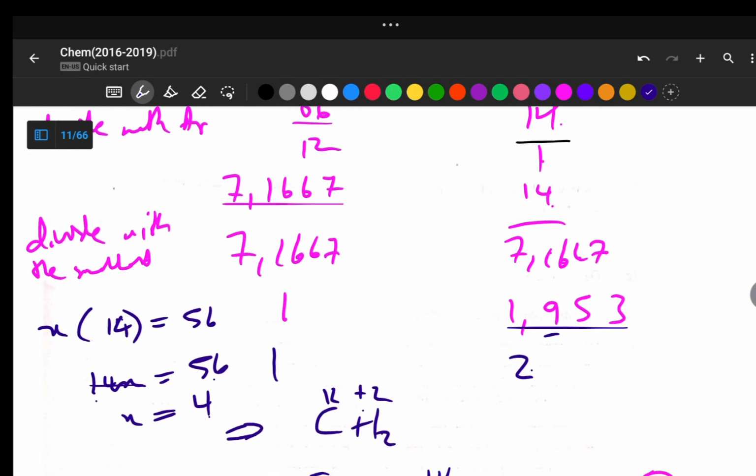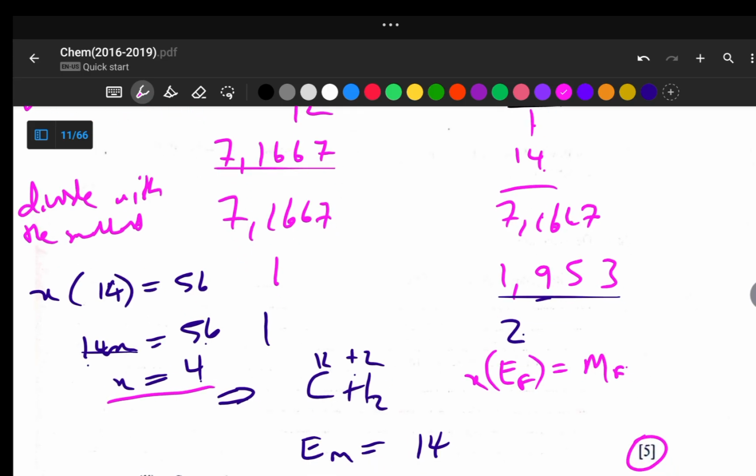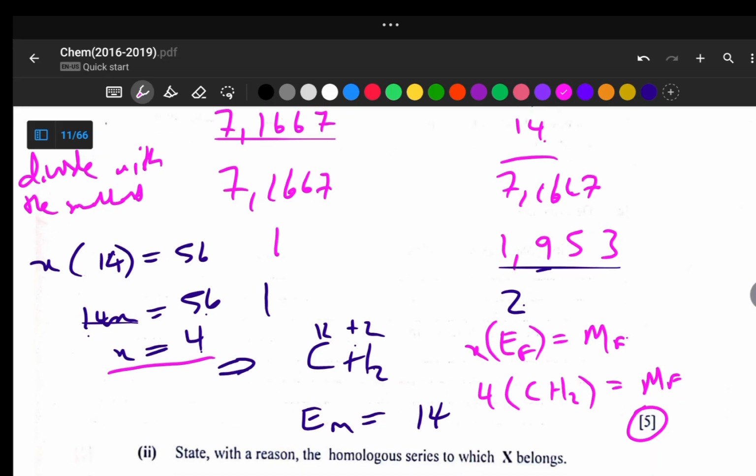So we can now use the equation which says empirical formula times X is equal to molecular formula. So the value of X is 4. So it's 4 by empirical formula, CH2, is equal to molecular formula. So we multiply by 4, so it's C4H8 is the molecular formula, and we are done. So it is awarded 5 marks. Are we together? So this is simple stuff, right?